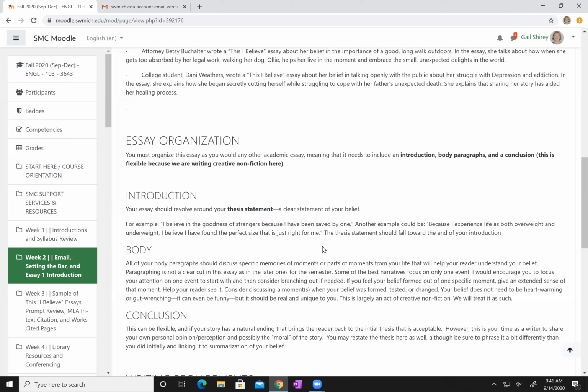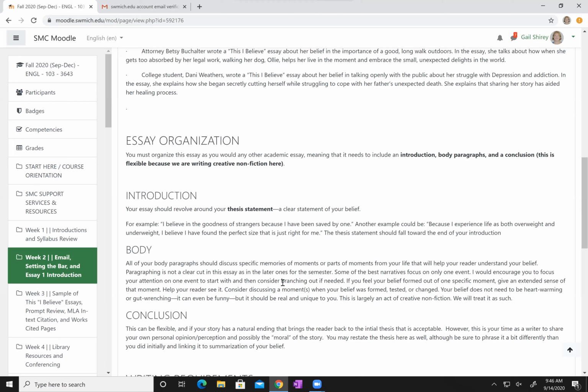But it doesn't have to be right at the beginning. So here's another example. Because I experience life as both overweight and underweight, I believe I have found the perfect size that's right for me. So the trigger word, I believe, is in there, but it didn't start with that. So as long as the phrase is in there, you're okay. But the thesis statement should fall toward the end of your introduction.